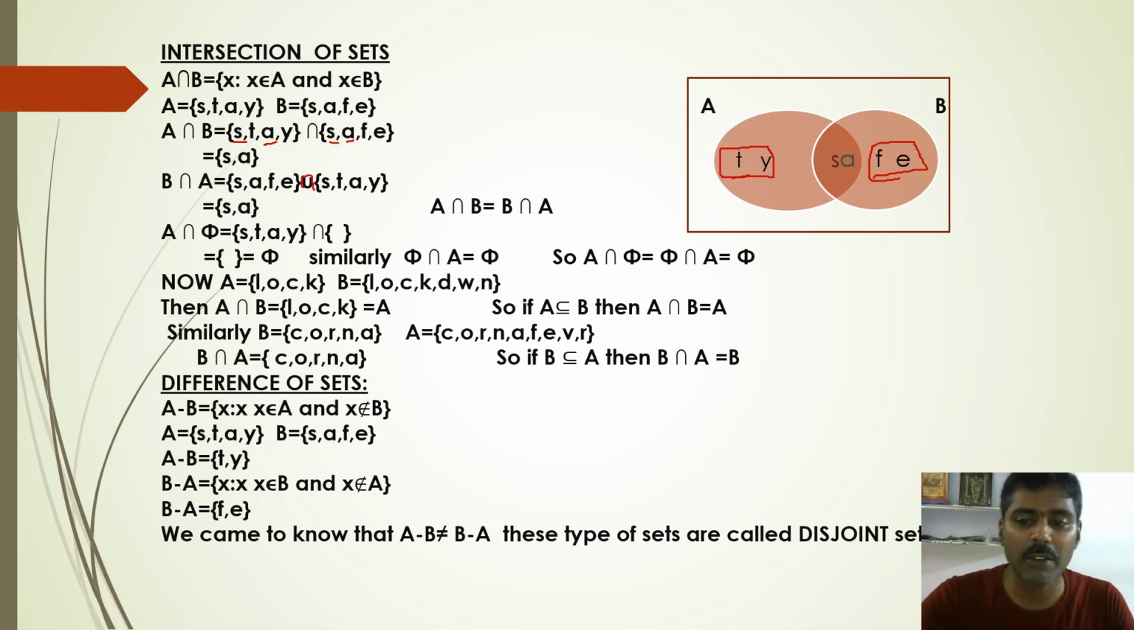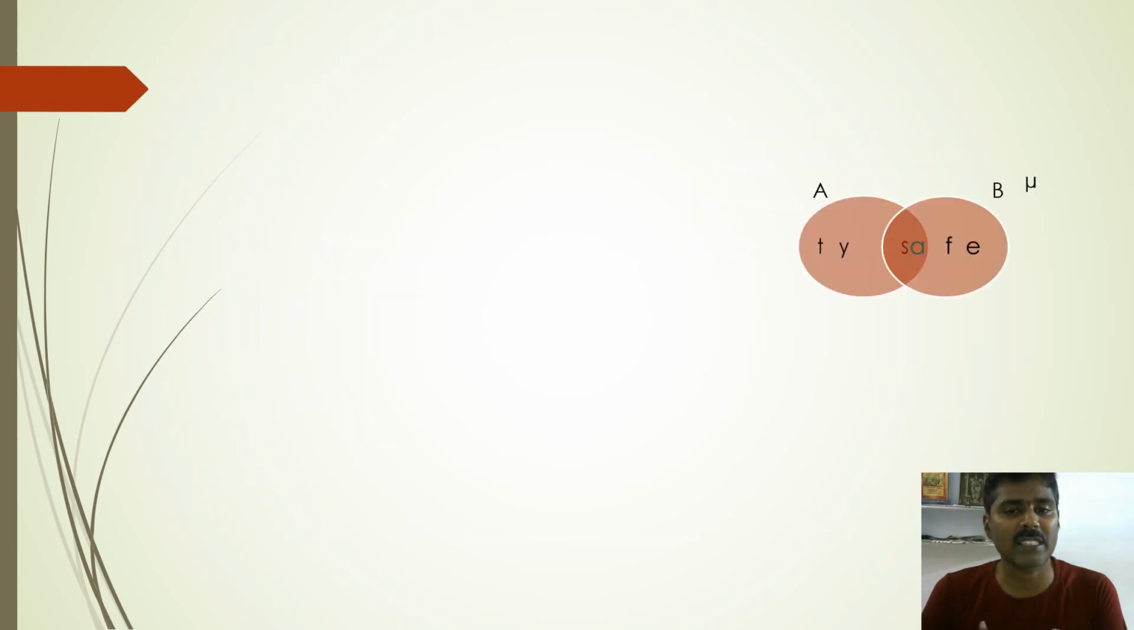So these types of sets are called disjoint sets. Disjoint means there should be no common part. Those two sets have no common part. If they have any common part, they are not disjoint. If they don't have at least one common element, they are disjoint sets. And we'll continue this.